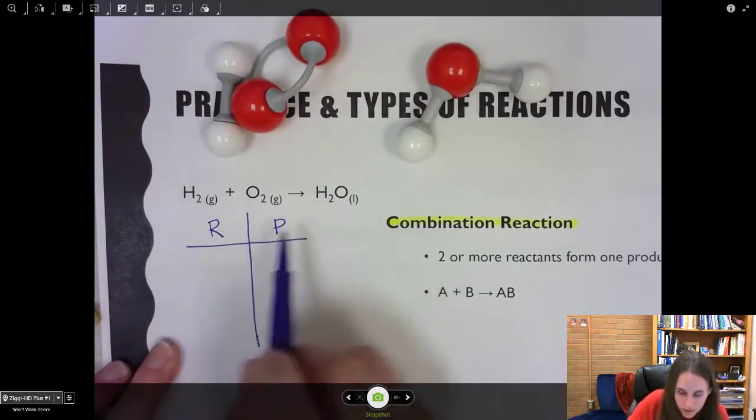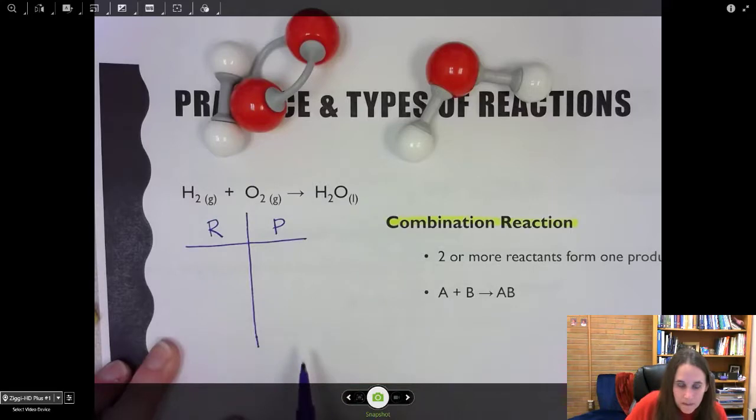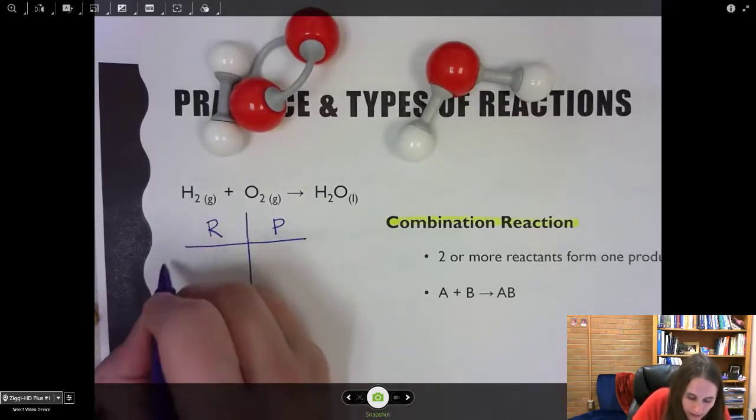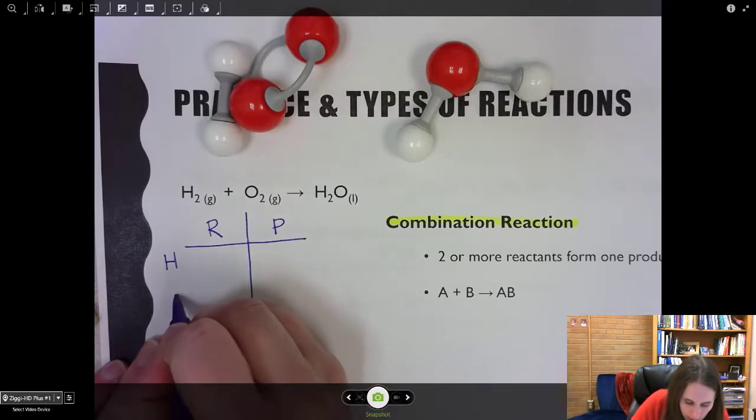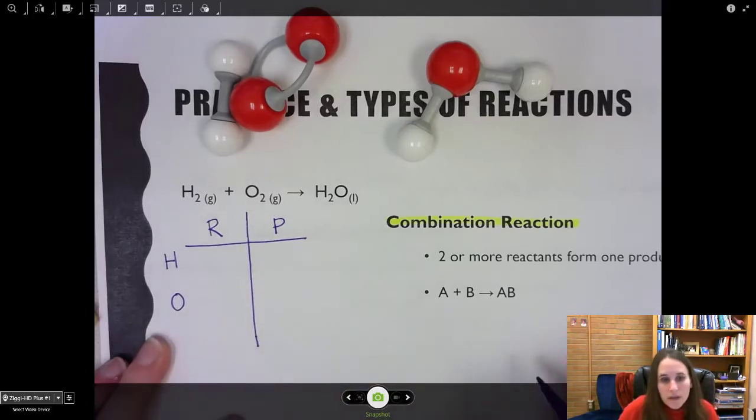You could also do it right under here, under the arrow. And then I'm going to write the element symbol for everything I have to keep track of. I have to keep track of only hydrogen and oxygen in this particular example.